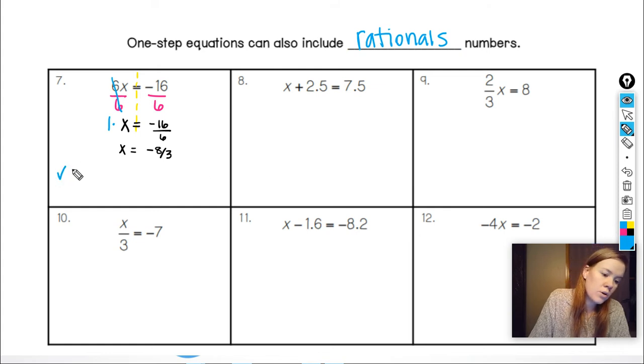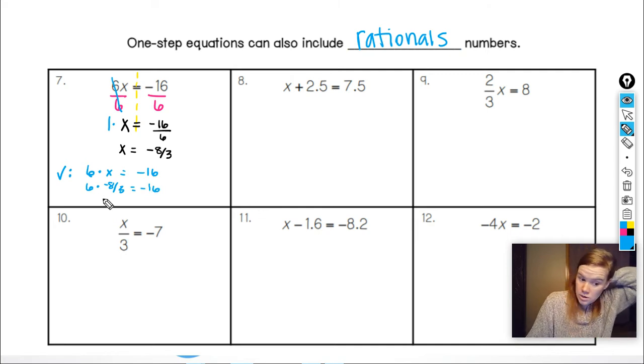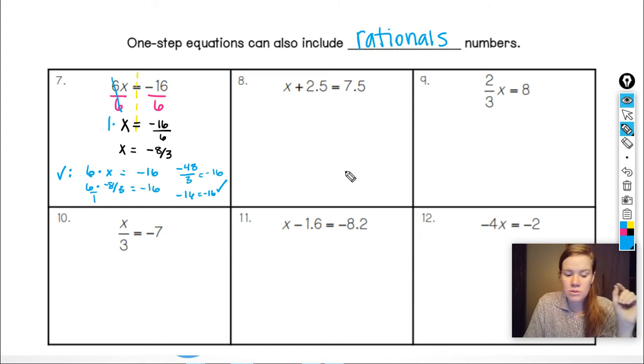So if you go and check your work, you have 6 times x equals negative 16. So 6 times negative 8 thirds, does that equal negative 16? And let's see, you would multiply your numerators. 6 times negative 8 is negative 48. And this is like over 1 times 3, so over 3 equals negative 16. Yes, that does work out. That's correct. So we've definitely solved that one right. All right, move on to the next one.